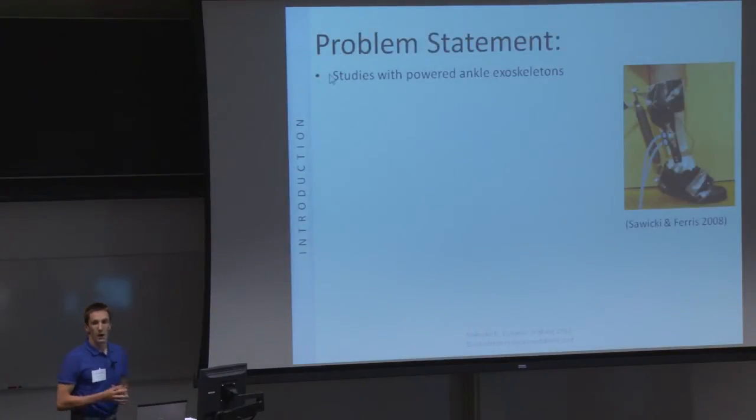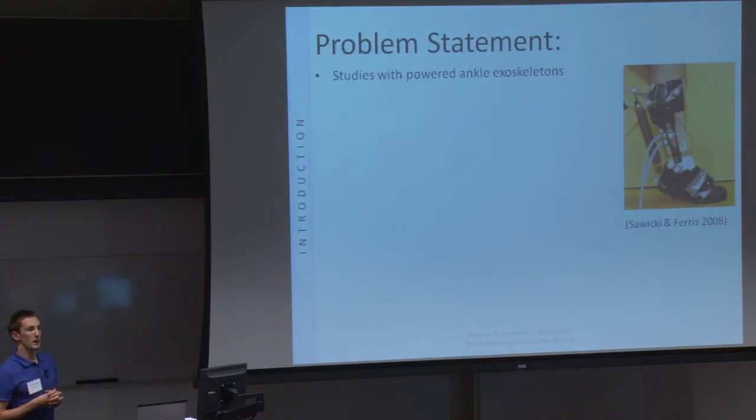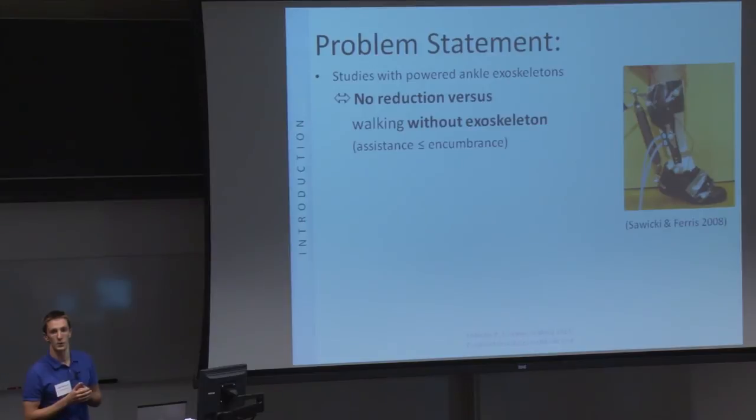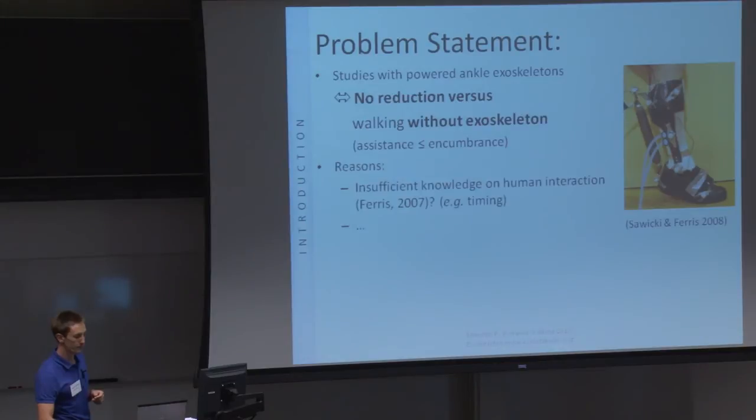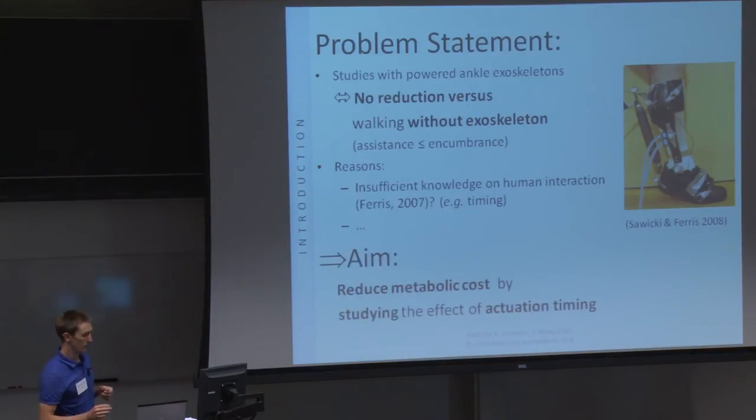On the other hand, there are a lot of publications with simpler devices that assist plantarflexion. However, until now, none of these was able to reduce metabolic cost below the level of walking with normal shoes. A reason for this could be that there's still insufficient knowledge about the interaction with the human user. For example, it was not yet known what the optimal actuation timing would be. This brings me to the aim of our study, which was to find out if it's possible to further reduce metabolic cost by studying the effect of actuation timing.